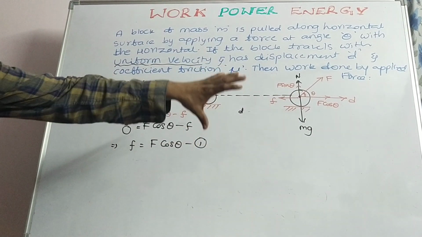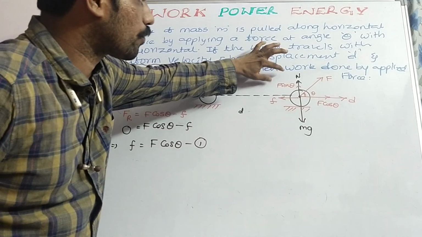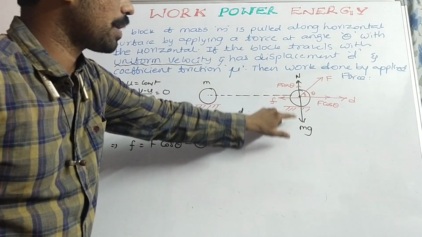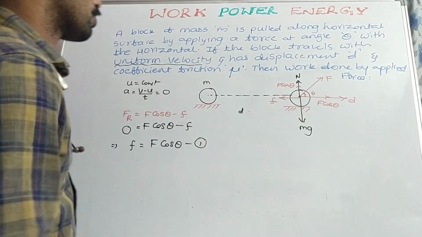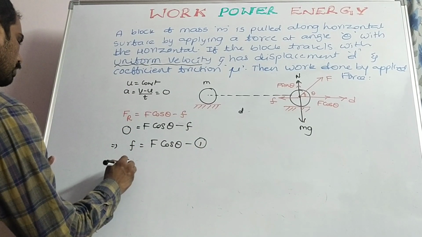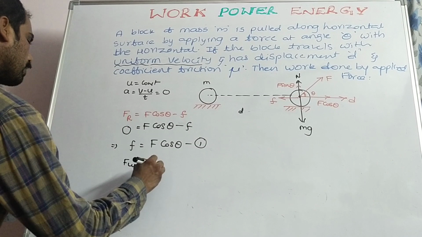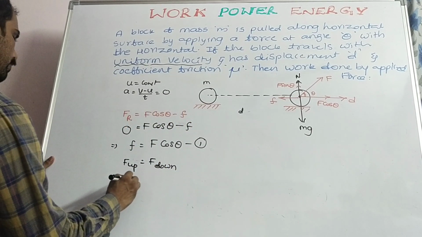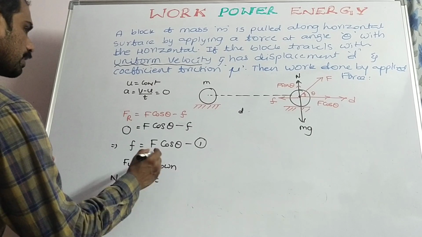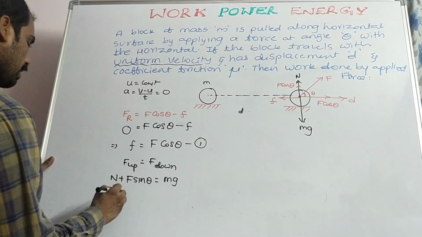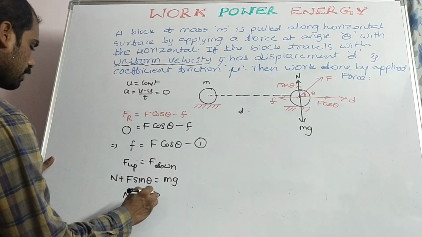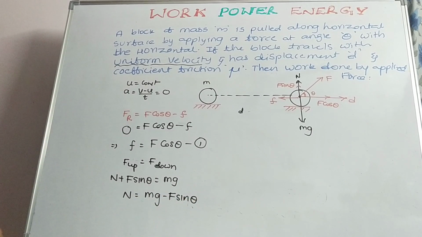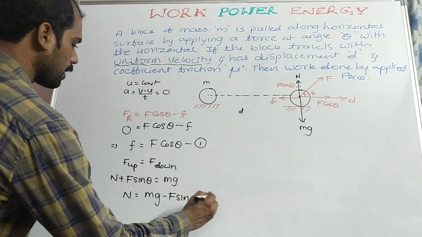And now by considering the vertical forces, the normal reaction acting upward as well as F sin theta acting upward, but that is balanced by the weight of the body, that is mg. So F up is equal to F down. That can be written as N plus F sin theta is equal to mg. Now the normal reaction can be written as N equal to mg minus F sin theta. That is expression number 2.